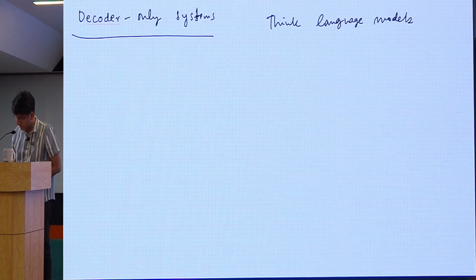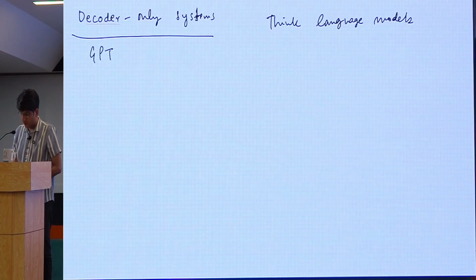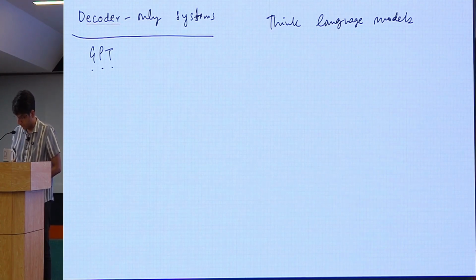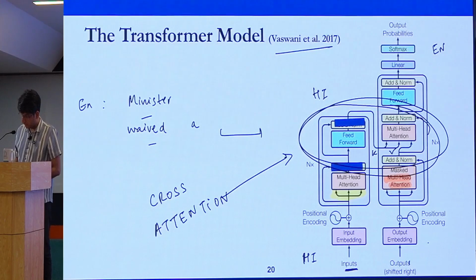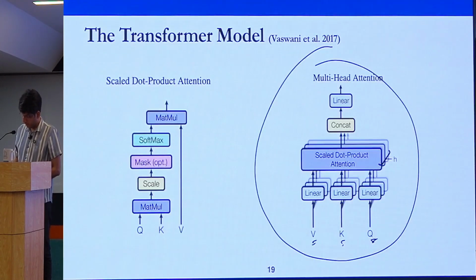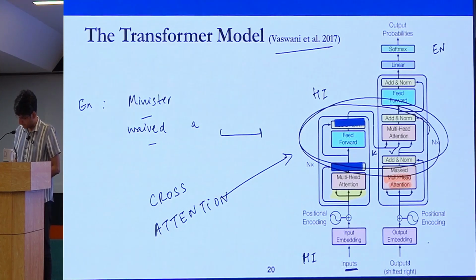Just one example: GPT is a decoder-only model. GPT stands for Generative Pre-trained Transformer. So you just have one transformer block. Unlike the previous one, you just have the second component of it. Let me see if I can copy this.